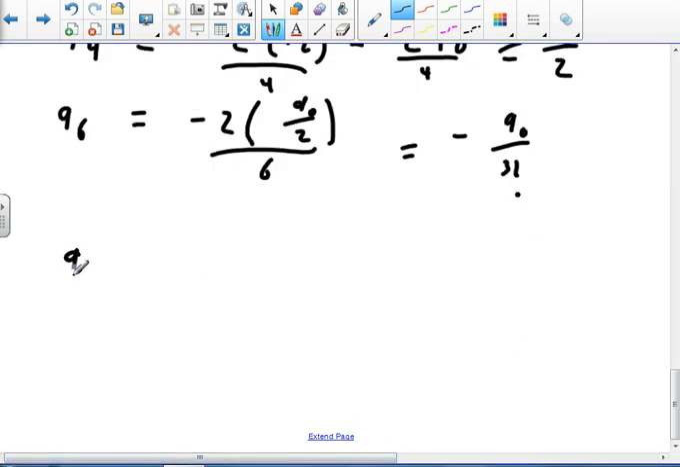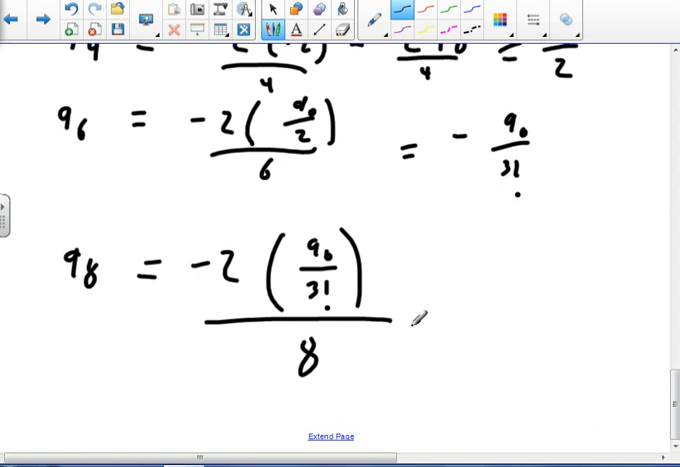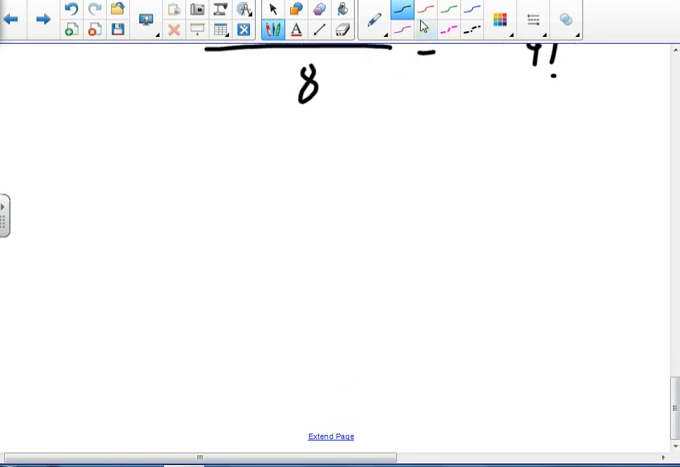I'm going to do another one. A8 minus 2 times A0 over 3 factorial divided by 8, which is going to be minus, that's a minus, so this is a plus, A0 over 4 factorial. All right. Now we're going to check our work.